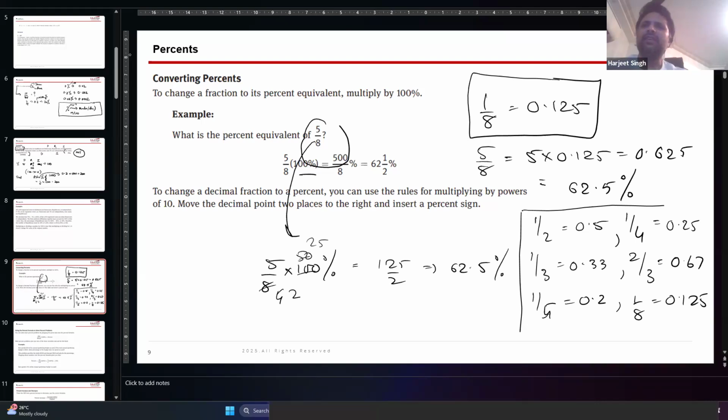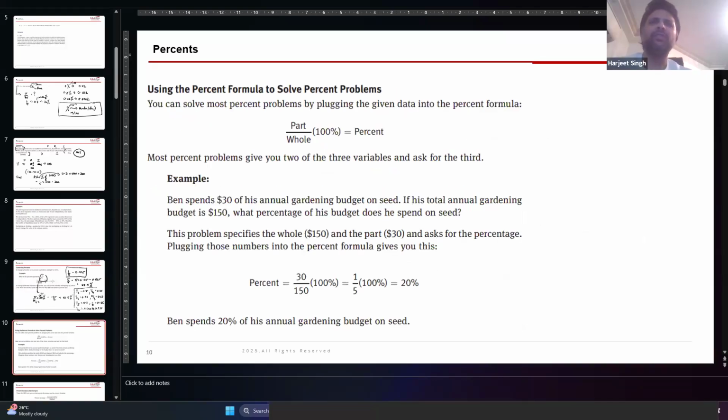So 1 by 6, if I ask you 1 by 6, can I say that is half into 1 by 3? So 0.5 into 0.33, which is 0.16. So these are some ways of converting a fraction into a percent equivalent. All right, let's move on.